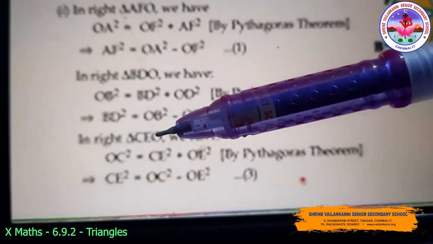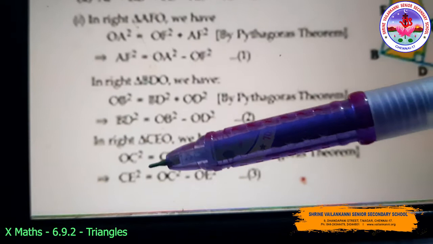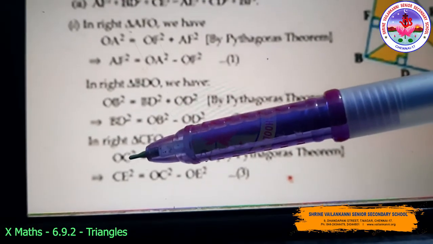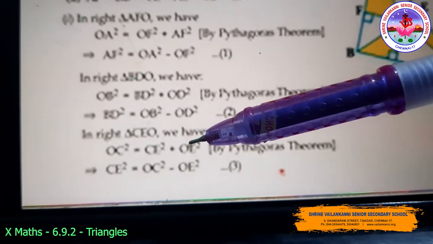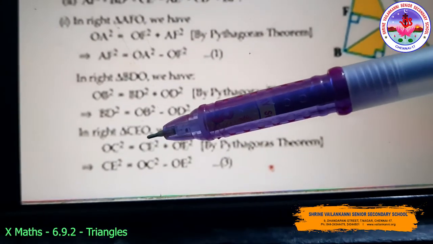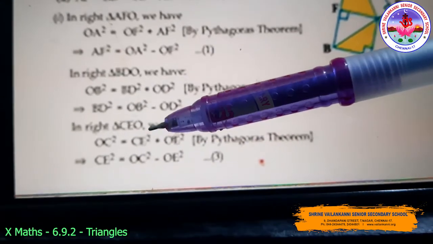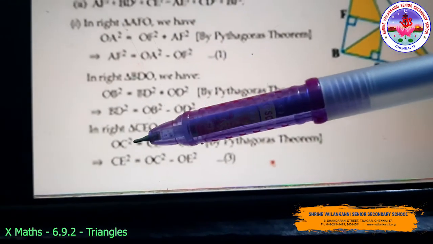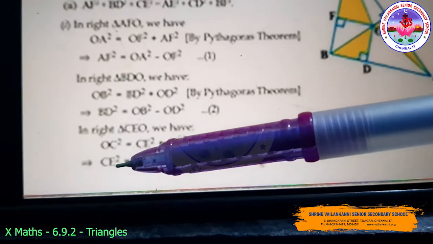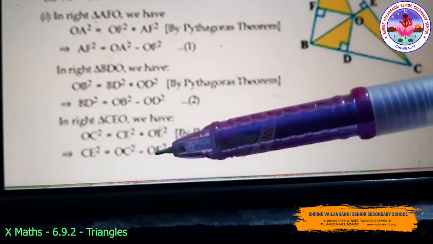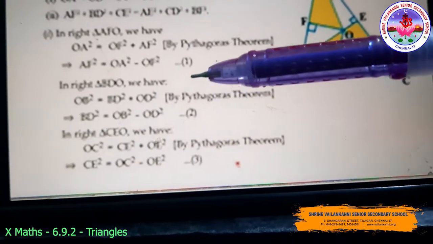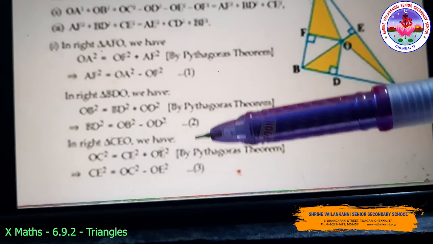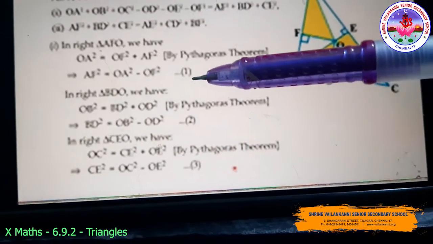The third triangle COE, we have OC is the hypotenuse. So by Pythagoras theorem, OC square is equal to CE square plus OE square. So I want to have a CE squared on one side. So I am going to take OE square to the other side, so that I will be having CE square is equal to OC square minus OE square. So calling this equation 3. Now equation 1, equation 2, equation 3 have been got by using the Pythagoras theorem.